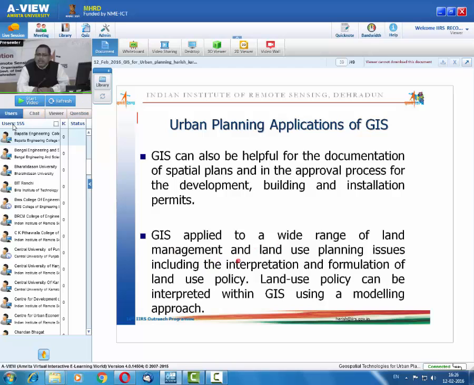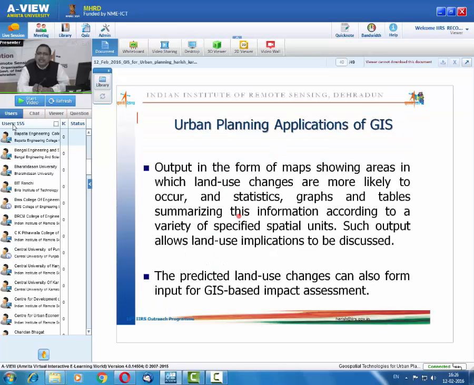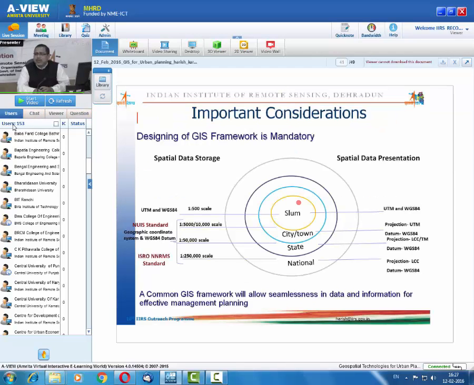GIS is applied to a wide range of land management and land use planning issues, including the interpretation and formulation of land use policies. Land use policy can be interpreted within GIS using a modeling approach. Here the modeling exercise can generate different scenarios. Some of the output is in the form of maps showing the areas in which land use changes are more likely to occur, and the statistics can show graphical representations and tabular summarizations of this information according to a variety of spatial units. Such output allows land use implications to be discussed. The predicted land use change can also be input for GIS based impact assessment. So you can also generate possible land use scenarios for the future.